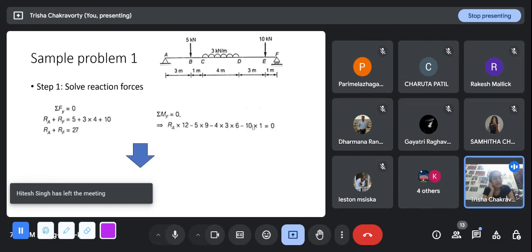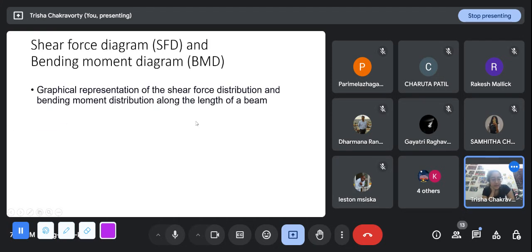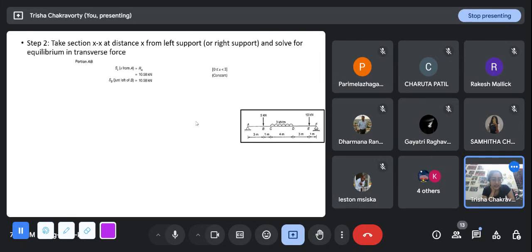And for the sign convention, let's go back to the sign convention. This is the sign convention. If I'm working from the left side and I have an upward force, I'm going to call it a positive shear force. So the shear force in the zone AB is plus 10.58, and this is constant between A and B.